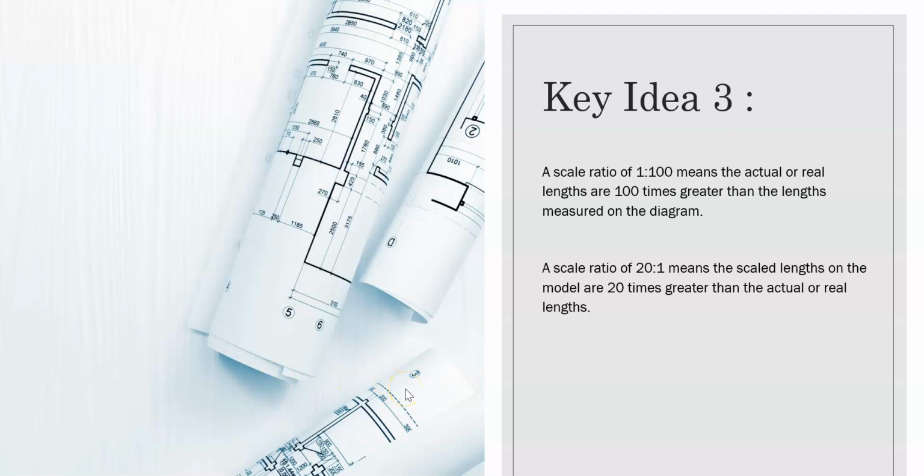Okay, so key idea number 3. A scale ratio of 1 to 100 means the actual or real lengths are 100 times greater than that on the diagram. Whereas the opposite here, a scale ratio of 20 to 1 means the scaled lengths on the model, on the drawing, are 20 times greater than the actual length. So the second example here is a very small object. You've had to draw it bigger, whereas the first example is a very big object that you've had to draw smaller.